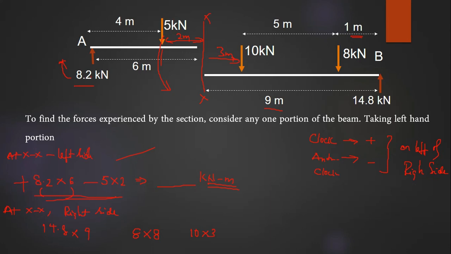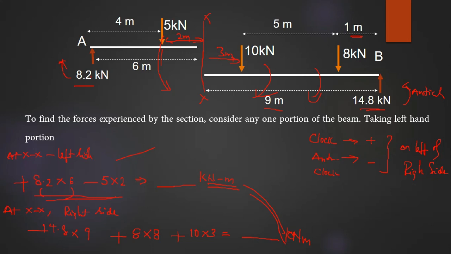Okay. So now what is the sign going to be? As you can see, 14.8 into 9 is the moment because of this, and this is anti-clockwise. So put just negative, and these are positives, isn't it? See here, the moments due to 8 kilonewton and 10 kilonewton are in the clockwise direction. So you are going to get some value, but these two values are going to be the same at section XX. Even if you consider the left hand side or right hand side, the moment is going to be the same, but the direction is going to be different.